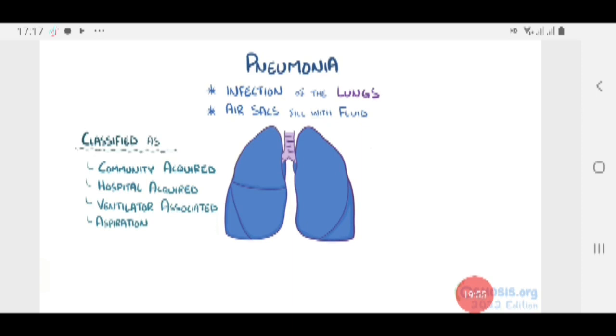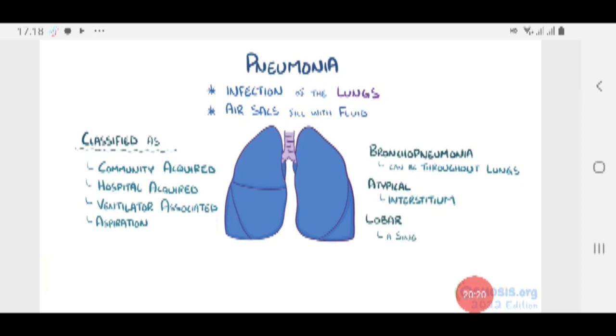Pneumonia can also be characterized by where the infection is in the lungs. Bronchopneumonia is spread throughout the lungs. Atypical or interstitial pneumonia happens in the interstitium around the alveoli, and lobar pneumonia usually infects an entire lobe of the lung.